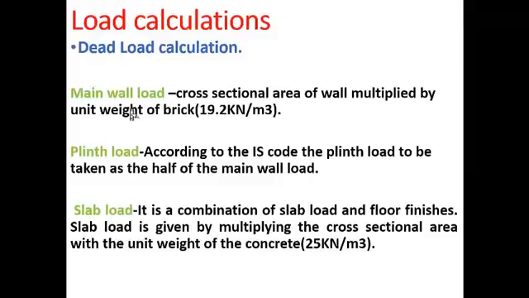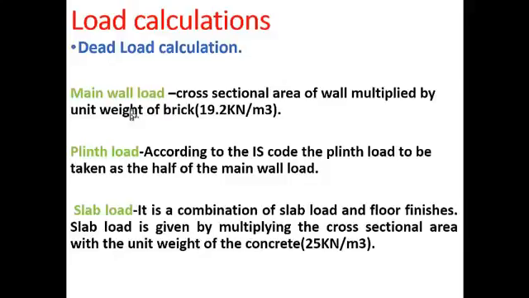Load calculations. Initially, dead load calculation. It comprises of main wall load, plinth load, and slab load. Main wall load. It is calculated by multiplying the cross-sectional area of wall by unit weight of the brick. Plinth load. According to the IS code, the plinth load can be taken as half of the main wall load. Slab load. It is a combination of slab load and floor finishes.